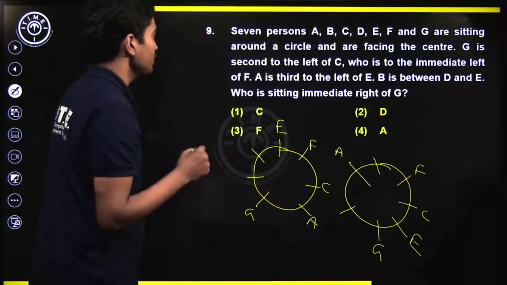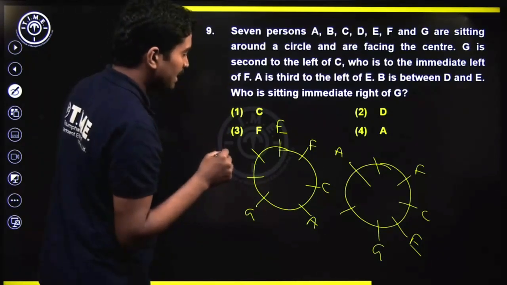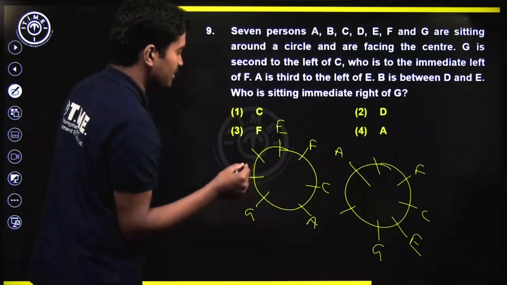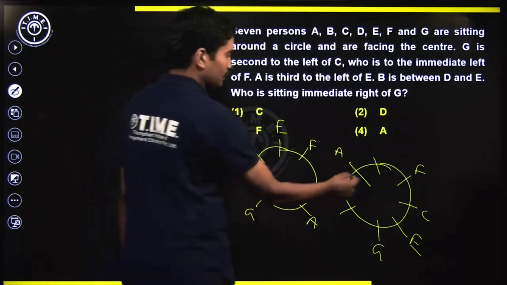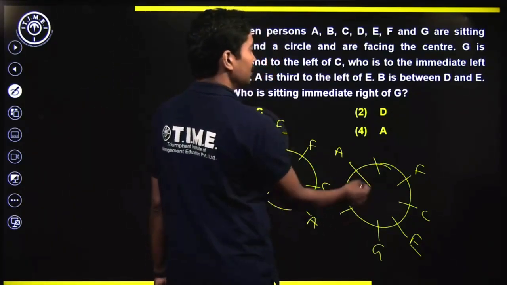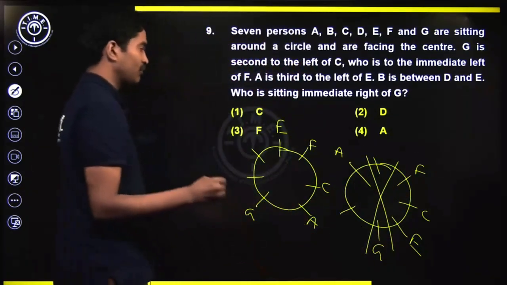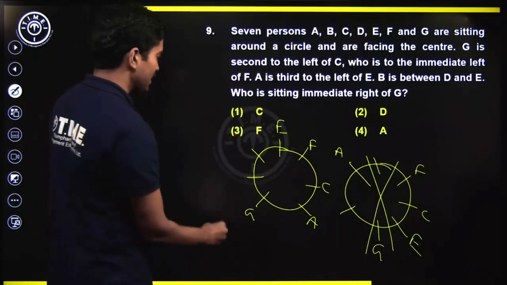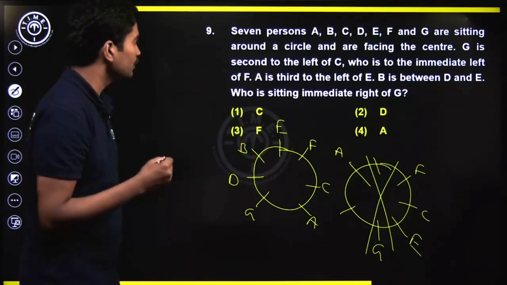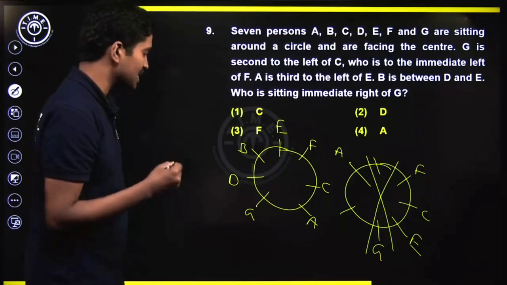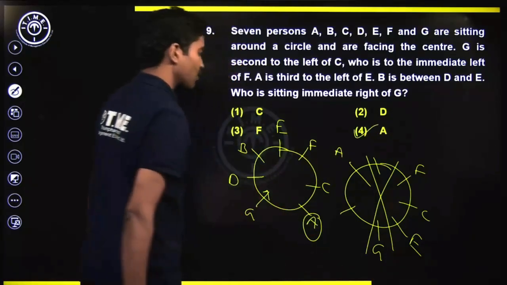Now we have one more condition. What is that? B is between D and E. We have filled up everyone except B and D now, right? B has to be between D and E. Now I put B here, D here. B will not be between D and E, he'll be away from them. So this case is ruled out. Now I want B to be sitting between D and E. So D will be here and B will be here. This is the only case that we're talking about. Who is sitting immediate right of G? Check G. G is facing the center. Immediate right would be A. That would be option 4.